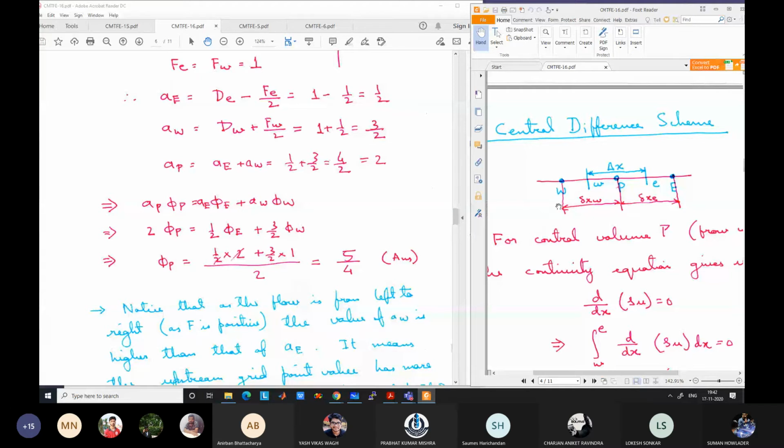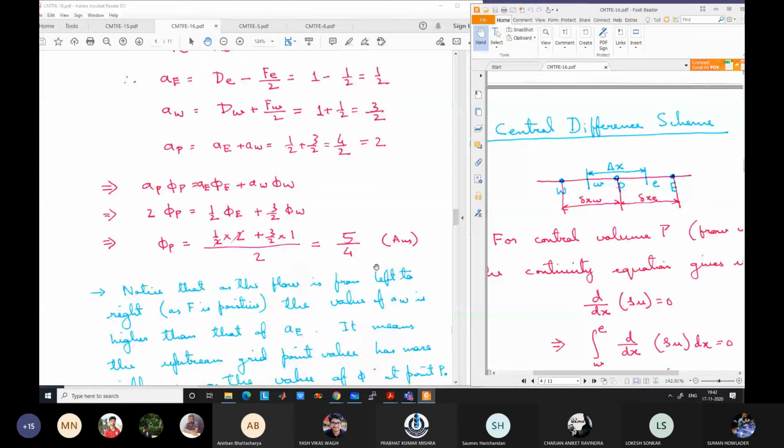Okay. So in that case, what do we expect in real life? If the flow is going from the left to the right, means from W towards this side, more influence of W should be there on this P. And the same thing is reflected by the coefficients. So the coefficient of W is more as compared to the coefficient on the other side, the downstream side, although it still has significant influence.